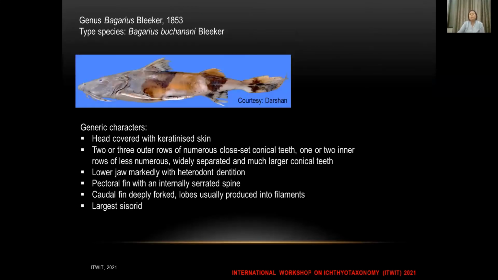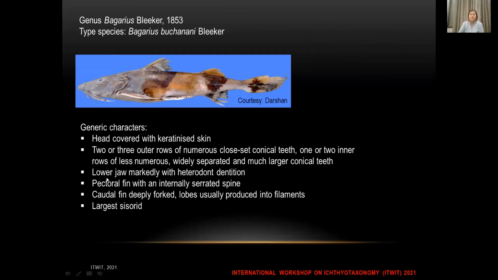So coming to the various genera present in Northeast, the first one is Bagarius. The type species of Bagarius is Bagarius bagarius, and regarding the generic characters of Bagarius, the head is covered with keratinized skin. Then the main important thing is the presence of teeth: 2 or 3 outer rows of numerous close-set conical teeth, and 1 or 2 inner rows of less numerous, widely separated and much larger conical teeth. This is the main feature.